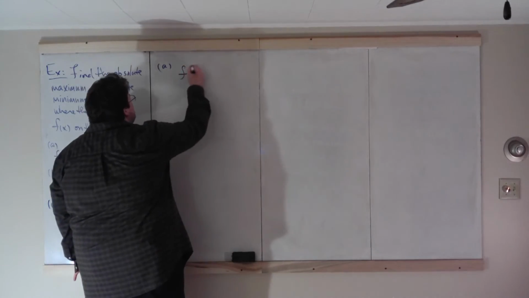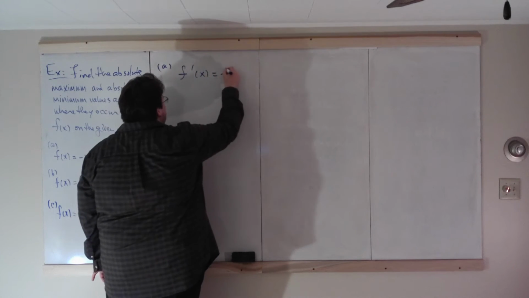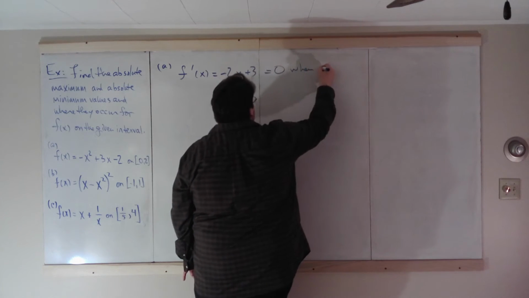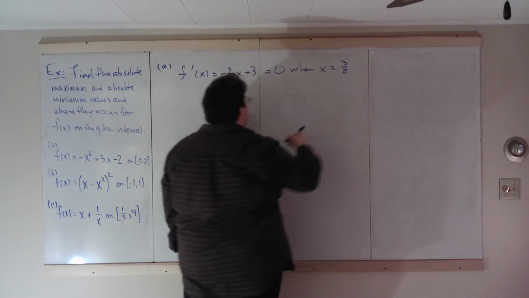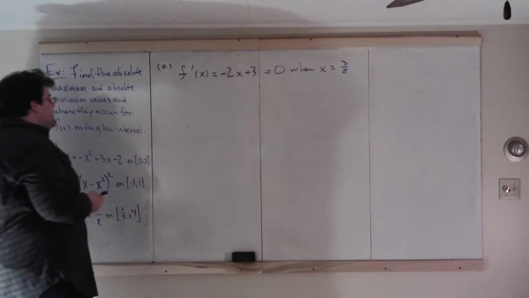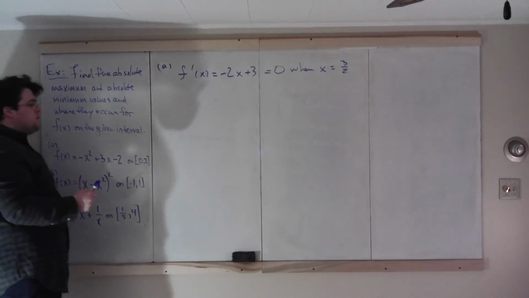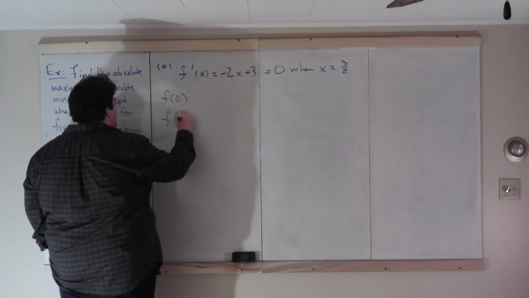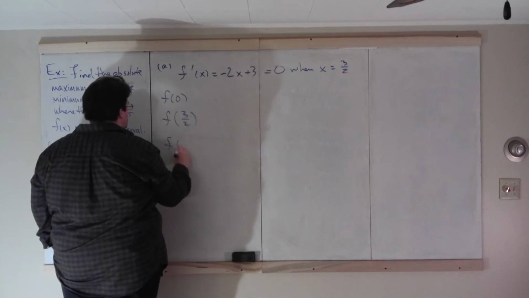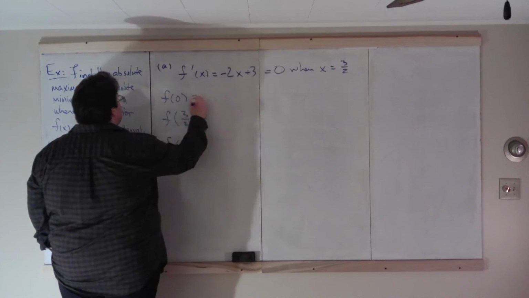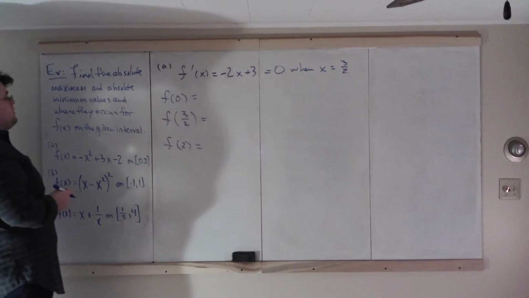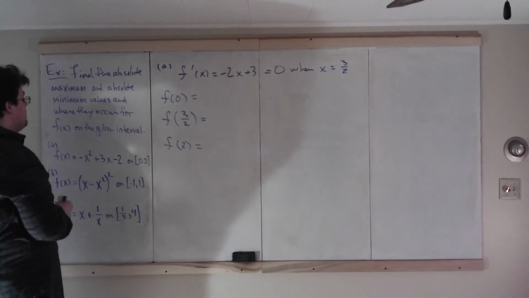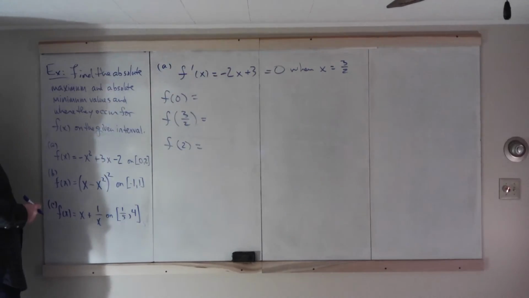Well, so f prime of x here, negative 2x plus 3 equals 0 when x equals 3 halves, never undefined. So we have 3 halves, and our 2 endpoints here are 0 and 2. So we know from that, on 0 to 2, an absolute minimum will occur at one of these points. An absolute maximum will occur at one of these points. We just have to find which. So let's compare the function at all these values.